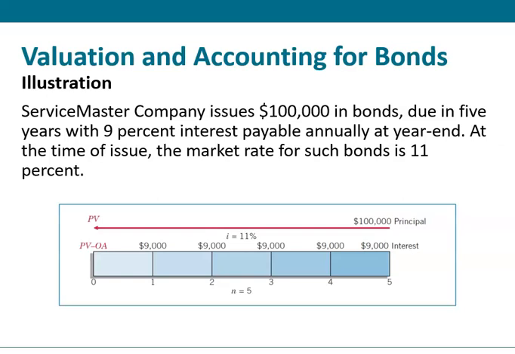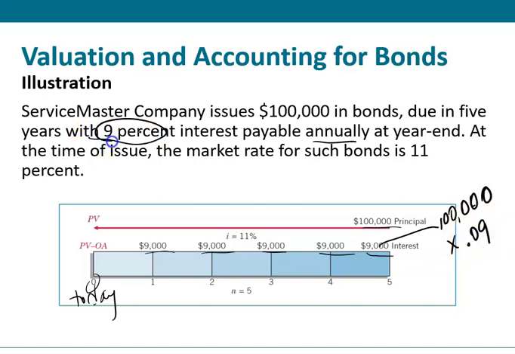Here we see a timeline that shows the cash flows for Service Master. Now, forget that we know the present value, or the amount of cash that Service Master is going to receive when they issue the bond today, at time 0. What we do know is that the company is going to have to repay $100,000, the principal, at maturity, and the company is also going to have to pay $9,000 as interest at the end of each year because this is an annual bond. That $9,000, of course, is the $100,000 face value of the bond multiplied by the stated interest rate of 9%.